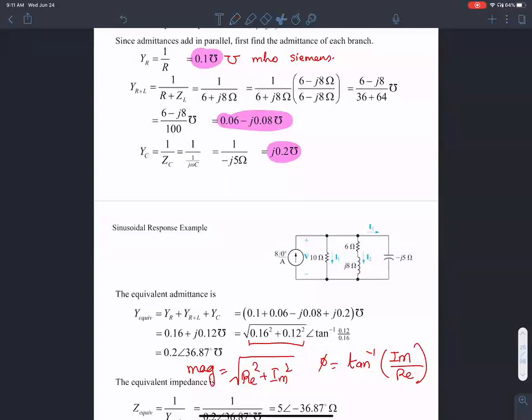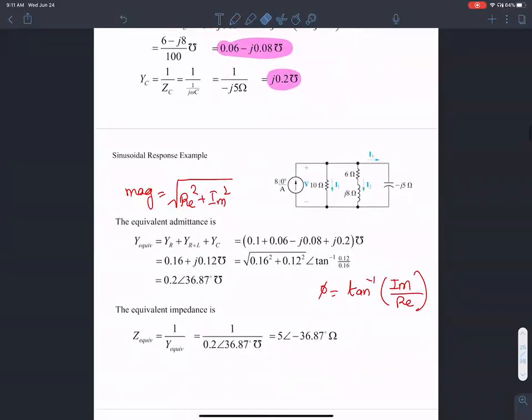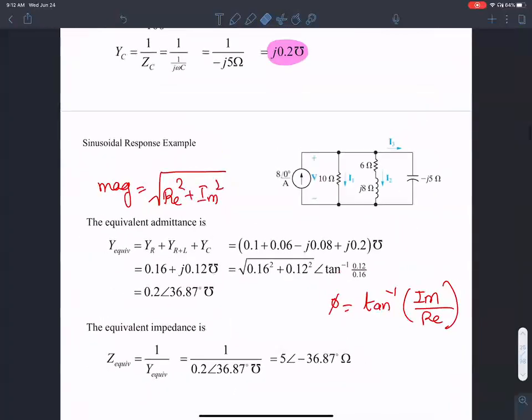There are two formulas that I'm using to go back and forth between polar and complex number form. When I have a complex number with a real part and an imaginary part, the square root of the real part squared plus the imaginary part squared gives me my magnitude. The tan inverse of the imaginary part by the real part gives me the phase.